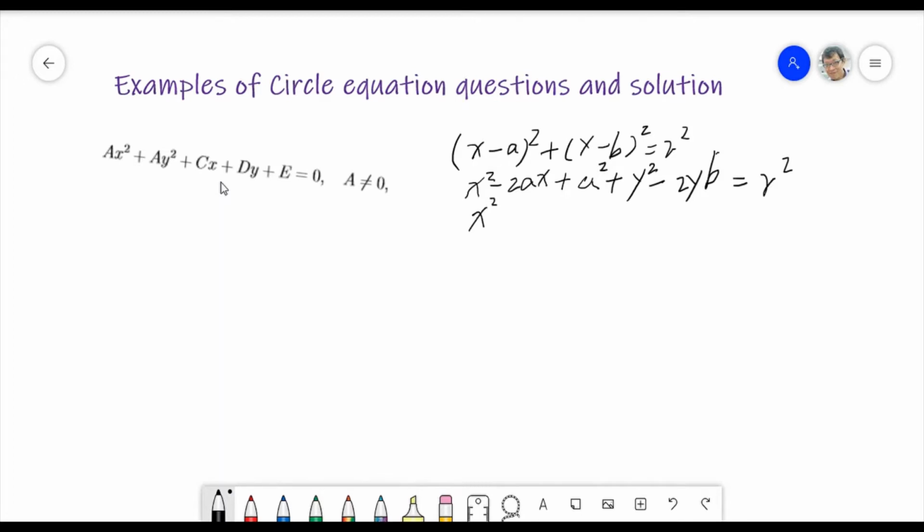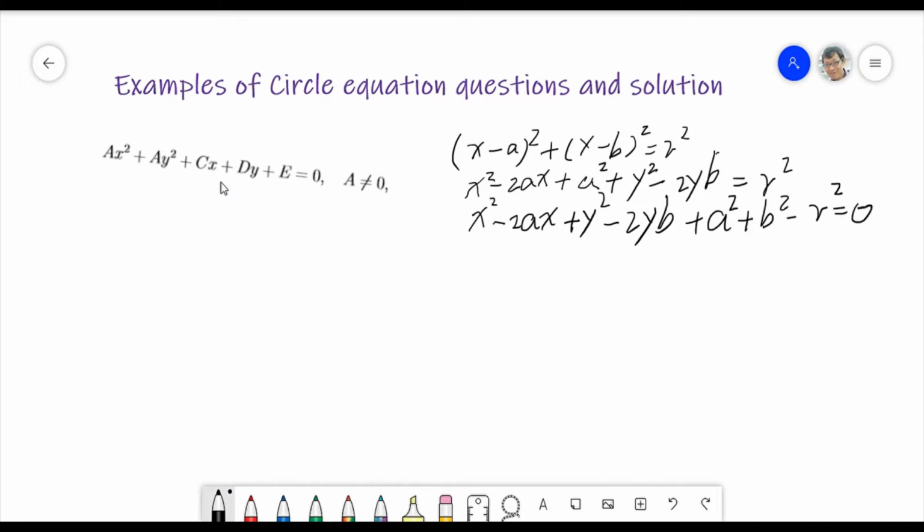x squared minus 2ax plus y squared minus 2yb, then plus a squared. Here we have to be careful. It's (y minus b) squared, which is y squared minus 2yb, then it should be plus b squared, right? So here I just add plus b squared minus r squared equals 0.